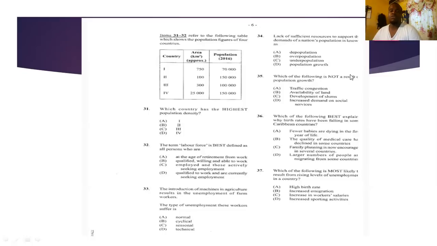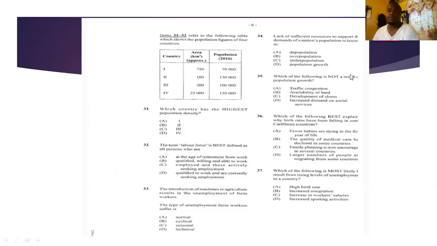35. Which of the following is not a result of population growth? So the population is growing. What will not be a result of that? A, traffic congestion. B, availability of land. C, development of slums. D, increased demand on social services. So 3 will be as a result and 1 not as a result. So you need to find the odd one out.